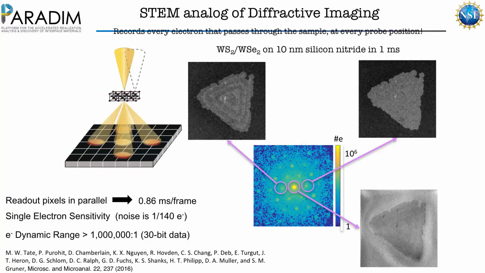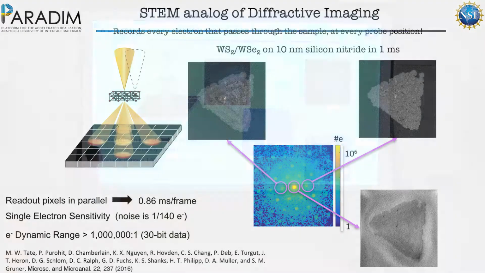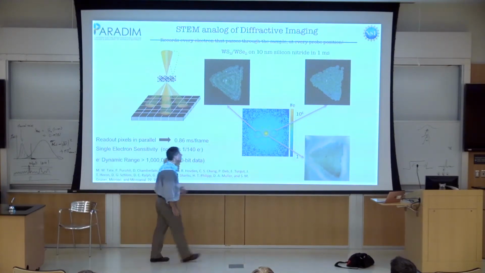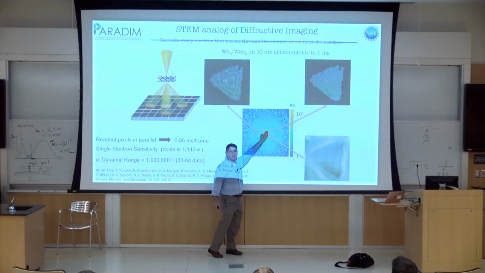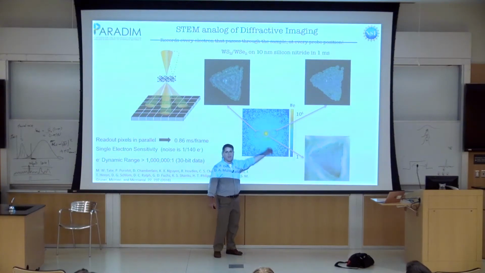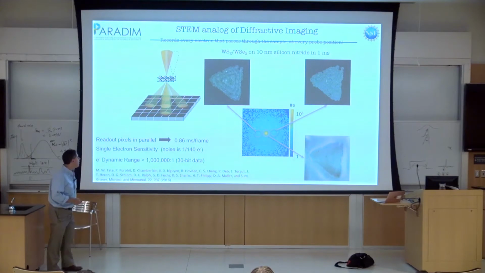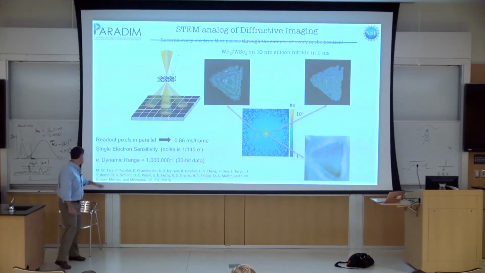And then the dynamic range lets me record one electron out there or all the electrons in the central beam. I don't have to put a beam stop in to stop that beam from saturating. And for some of the more sophisticated imaging modes, that's going to be very important. So the detector is described in this paper over here.